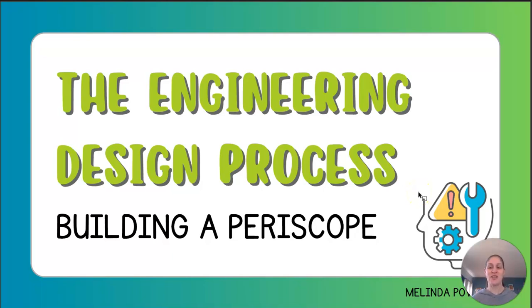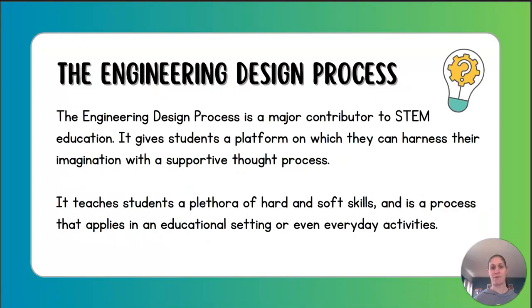Here is my presentation that I used with the engineering design process to build my periscope. The engineering design process consists of several steps, including to ask or to define a question, to research and imagine, plan and design, create and build, and then finally test and improve.